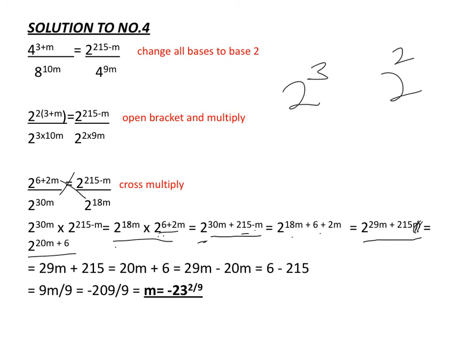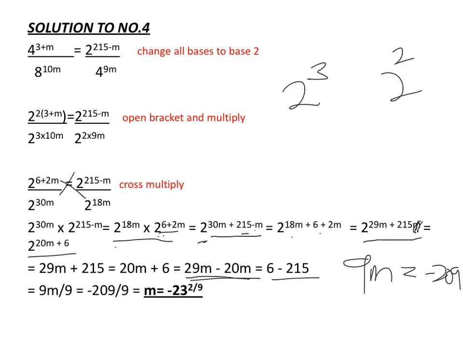So your answer will be, removing the base, which is 2, 29m plus 215 is equal to 20m plus 6. When you collect like terms, you have 29m minus 20m is equal to 6 minus 215. 9m is equal to minus 209. When you solve this, you have 9m equal to minus 209.